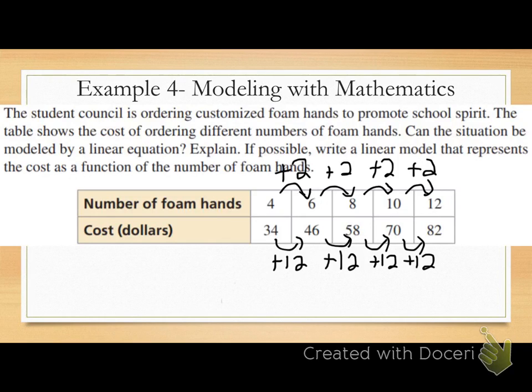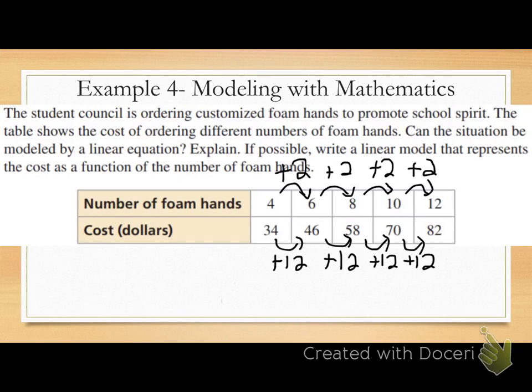I'm not going to answer this question on the iPad, but I'm going to say it out loud. This is what you would have to write on your paper. Can the situation be modeled by a linear equation? Yes, the situation can be modeled by a linear equation, because it has a constant rate of change. That's just the answer to my first question. So now I know it's possible to be modeled by a linear equation.